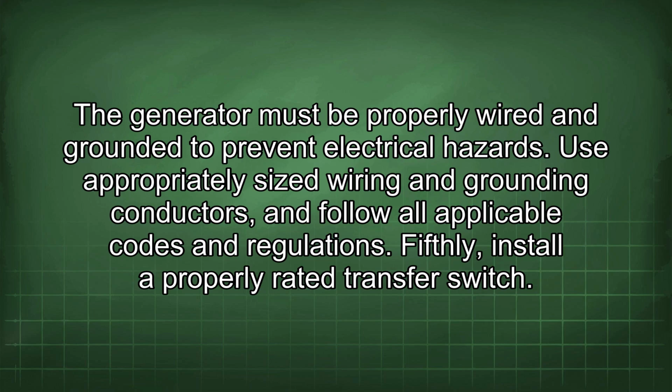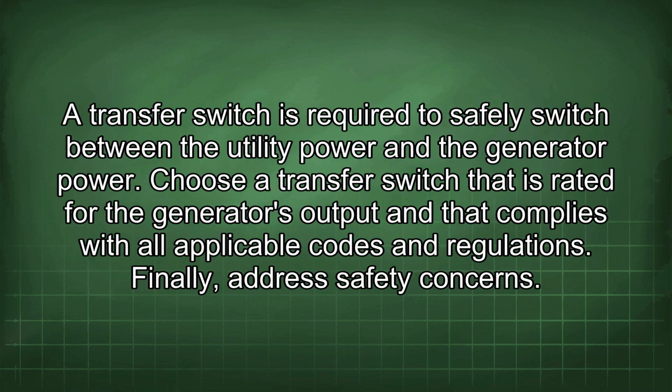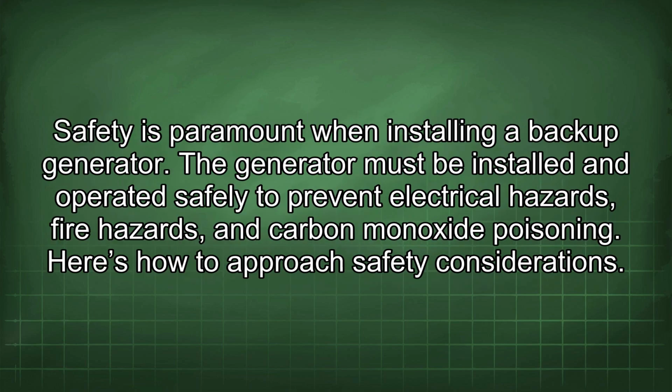Fifthly, install a properly rated transfer switch. A transfer switch is required to safely switch between the utility power and the generator power. Choose a transfer switch that is rated for the generator's output and that complies with all applicable codes and regulations. Finally, address safety concerns. Safety is paramount when installing a backup generator. The generator must be installed and operated safely to prevent electrical hazards, fire hazards, and carbon monoxide poisoning. Here's how to approach safety considerations.